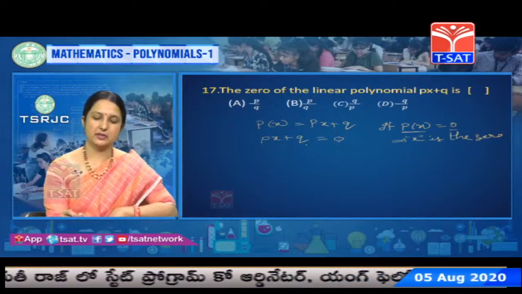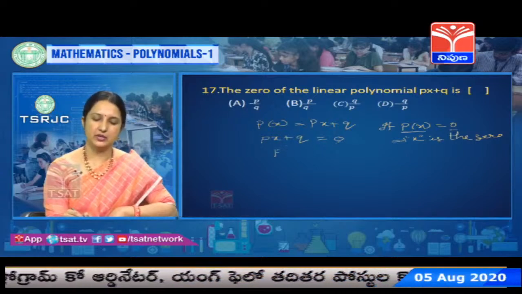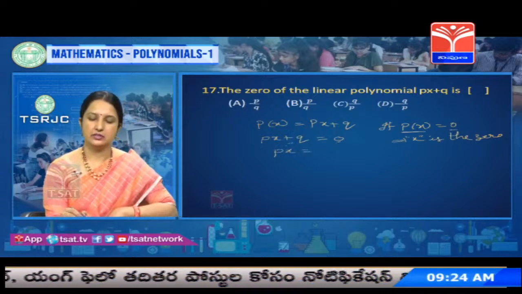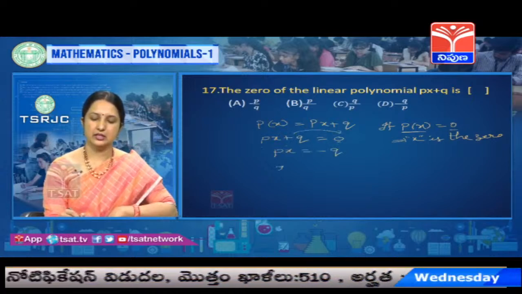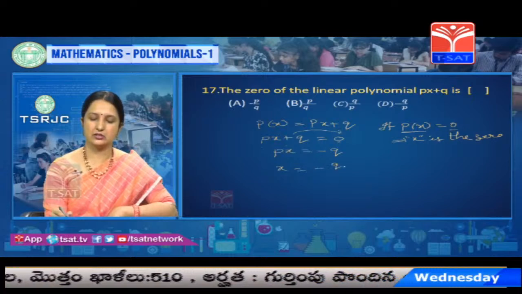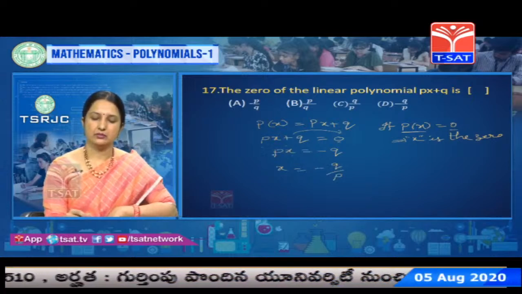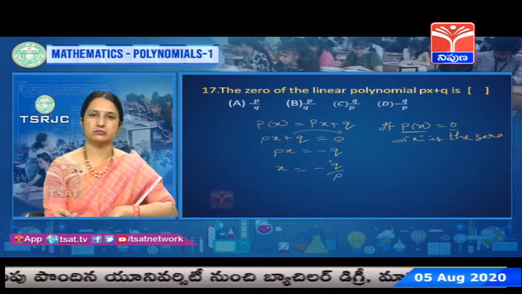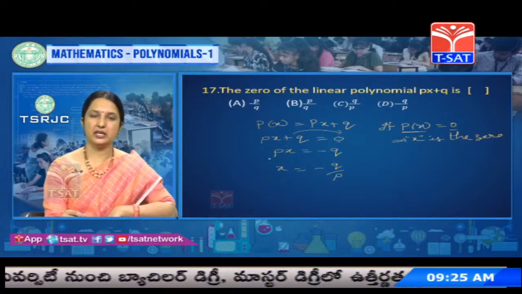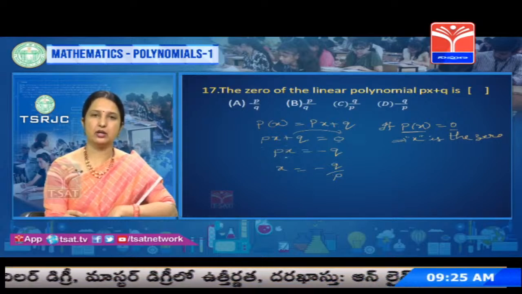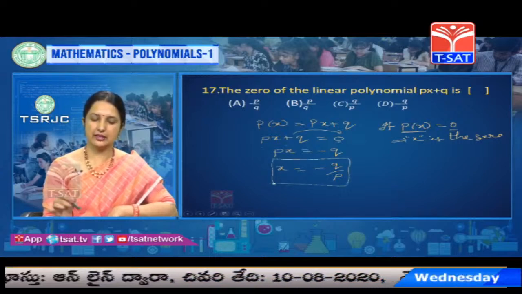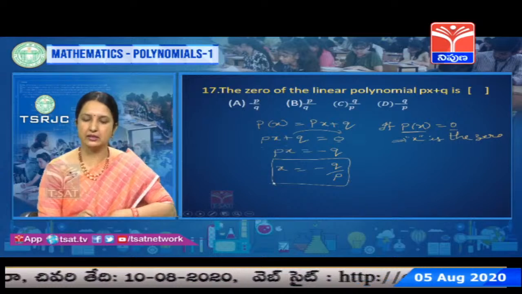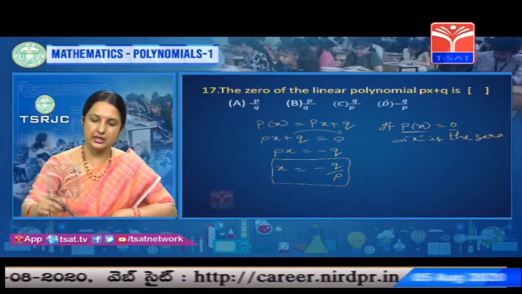So px plus q equals 0. Then px equals, first you bring this plus q to this side, it will become minus q. Then x equals minus q by p. Bring this p to the right side. When you bring the p to the right side, it divides, because on the left side it is multiplying. So what do we get? x equals minus q by p. Where is it? Option D.